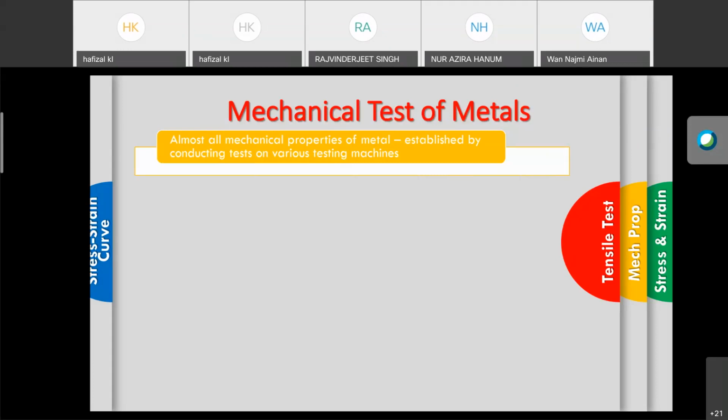So we have the mechanical properties of hardness, of tensile, of ductility. All of the mechanical properties basically come from testing.